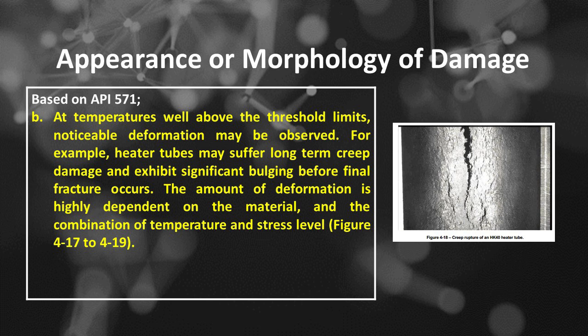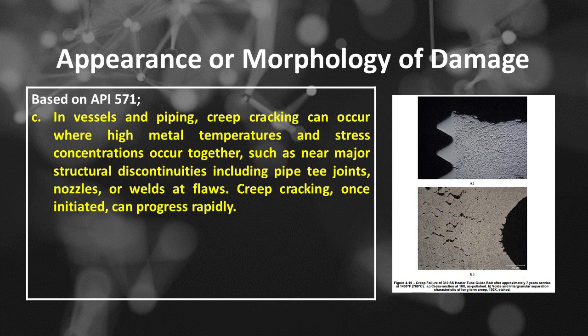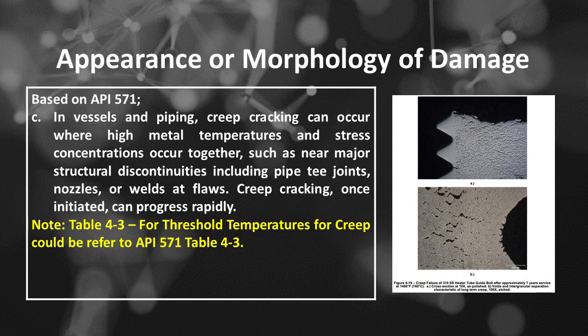The amount of deformation is highly dependent on the material, and the combination of temperature and stress level, see Figure 4-17 to 4-19. The third is in vessels and piping. Creep cracking can occur where high metal temperatures and stress concentrations occur together, such as near major structural discontinuities including pipe T-joints, nozzles, or welds at flaws. Creep cracking, once initiated, can progress rapidly. API 571 Note: Table 4.3 for threshold temperatures for creep could be referred to API 571 Table 4.3.